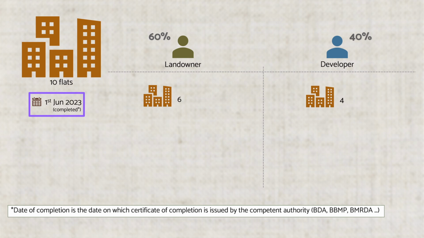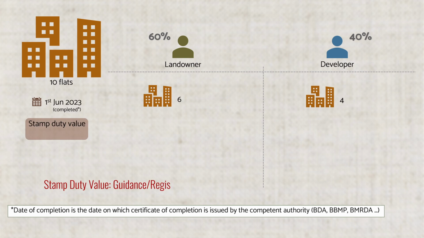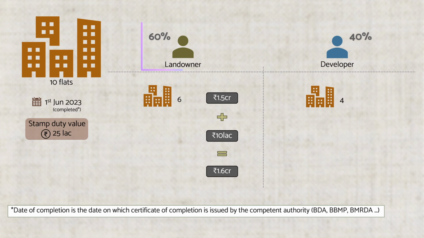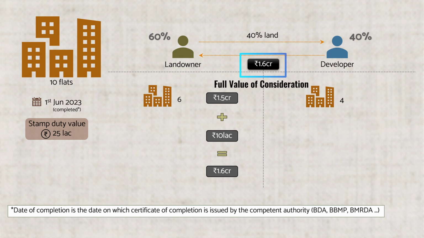Let's say on the date of completion, the stamp duty value of this apartment is rupees 25 lakh. Now considering a stamp duty value of 25 lakh for 6 flats, the value would be rupees 1.5 crore plus the developer has paid you 10 lakh as advance. So the total here is rupees 1.6 crore. The essence of this transaction is, as a landowner, you have given 40% land to the developer and the developer has given you rupees 1.6 crore worth of property and money. Now this 1.6 crore here is the full value of consideration.